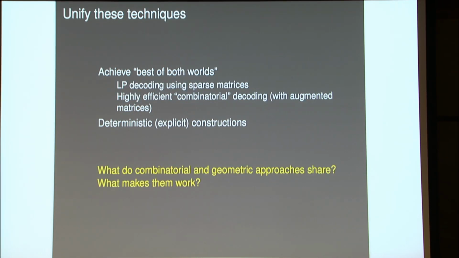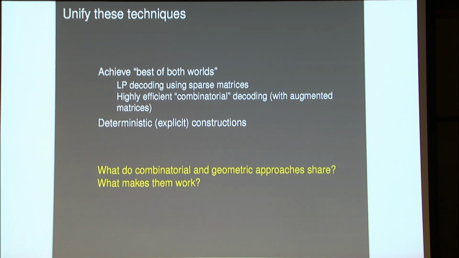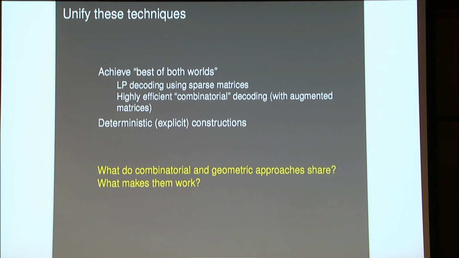And in particular, would it be possible to unify these techniques? Would it be possible to understand the geometry of these very sparse combinatorial constructions? And in particular, could you take these sparse matrices that were very structured, and could you just apply a geometric decoding algorithm to them? Okay, so in other words, what do the combinatorial and geometric approaches share, and what makes them both work?